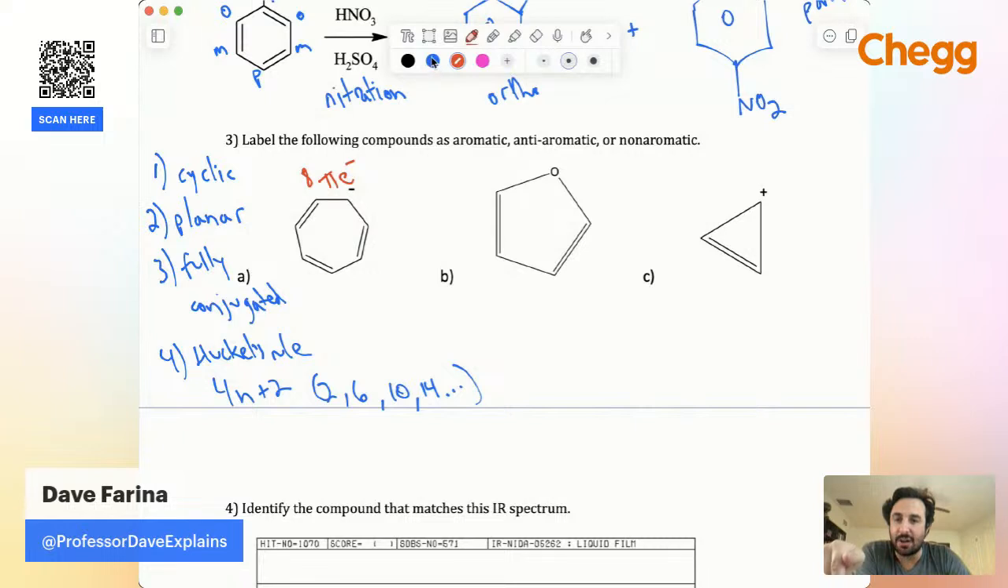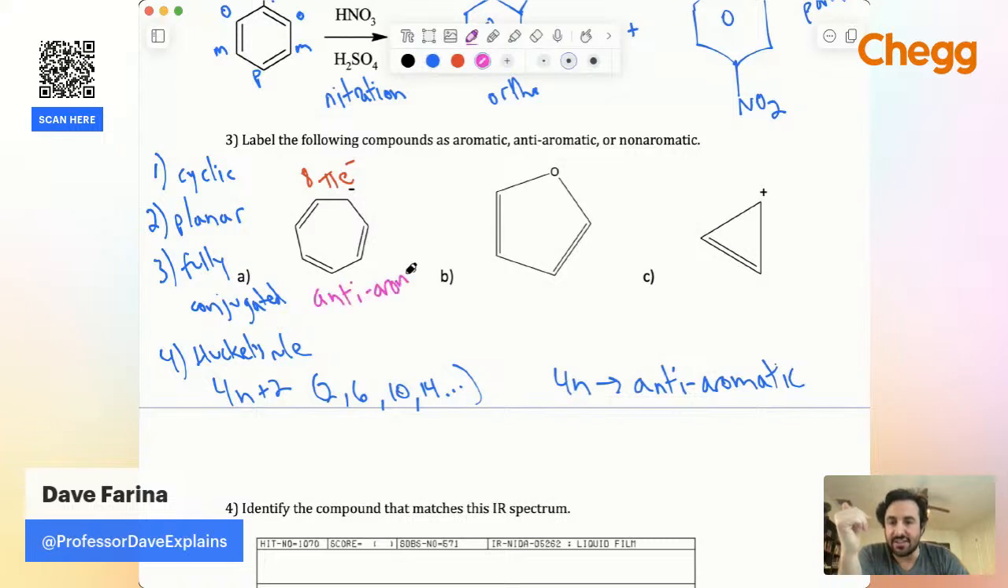Instead, if it obeys 4n, then that makes the molecule anti-aromatic. And so anti-aromatic is a situation where all of the criteria are met, except that it does not obey Huckel's rule. It has 4n pi electrons instead of 4n plus 2. And so if n is 2, we get 8. So 4, 8, 12, 16, like that. So 8 is an example of a number of pi electrons that yields anti-aromaticity. And so this one is indeed anti-aromatic.